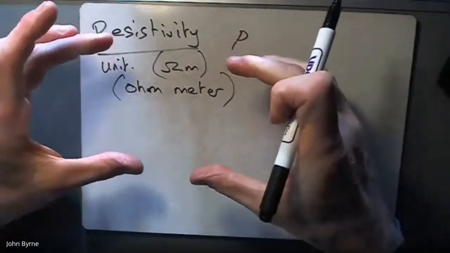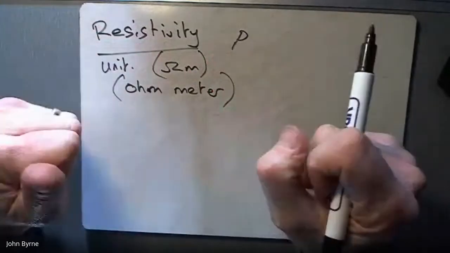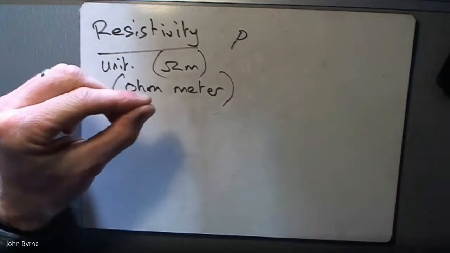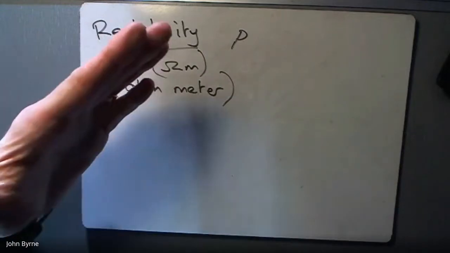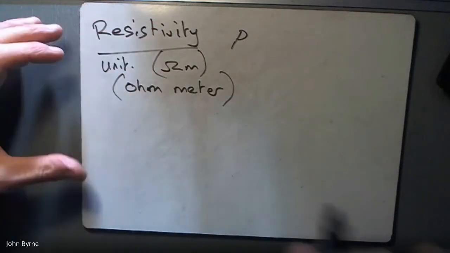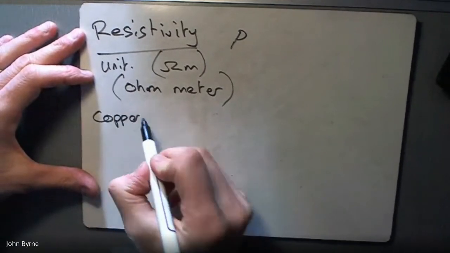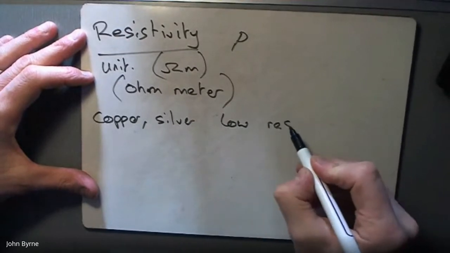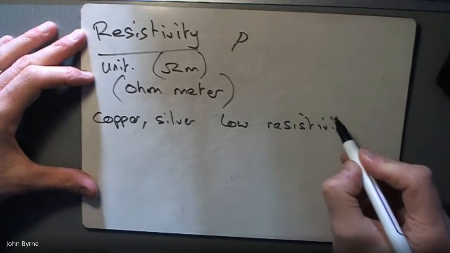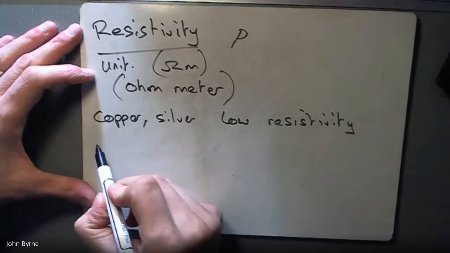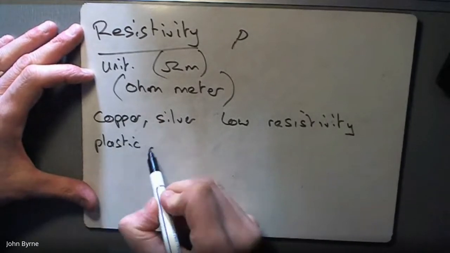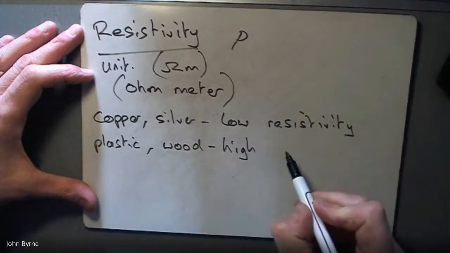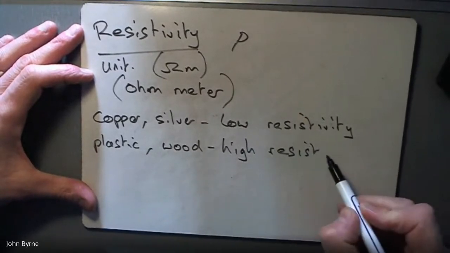Again, it's a measure of how easily electrons can flow through something, but it's not dependent on the size or dimensions of the material. You might think a long wire has a higher resistance and a short wire has a lower resistance. This is purely dependent on the material itself, how it behaves. So copper, silver, etc. have a low resistivity, and plastics and wood have a high resistivity. It's to do with the property of the material, not its shape.